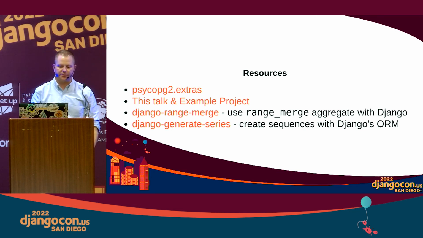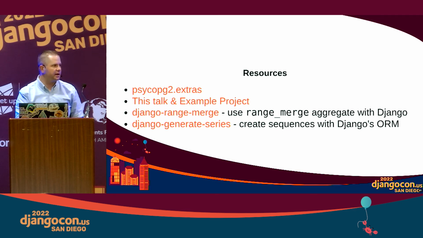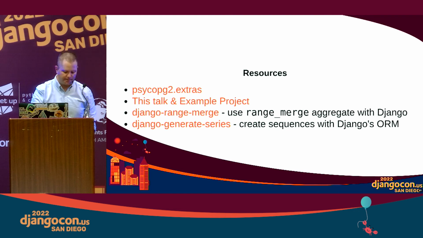everything that's been filtered. And then Django generate series, very similar. It just helps you use Postgres' generate series to make sequences, which can be really helpful if you want to, for instance, have a denormalized database table of bucketed times or bucketed integer ranges. If you don't want to drop down to raw SQL, you can use that package to generate those.